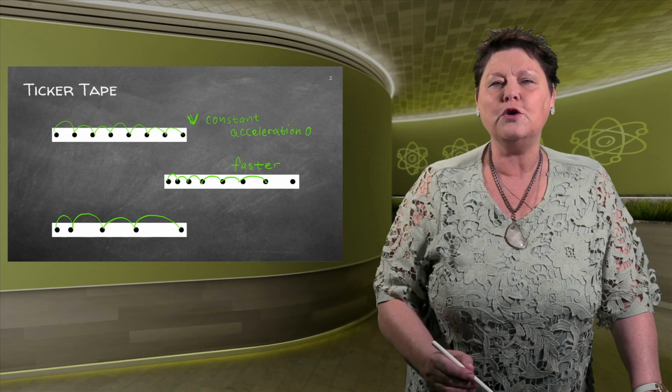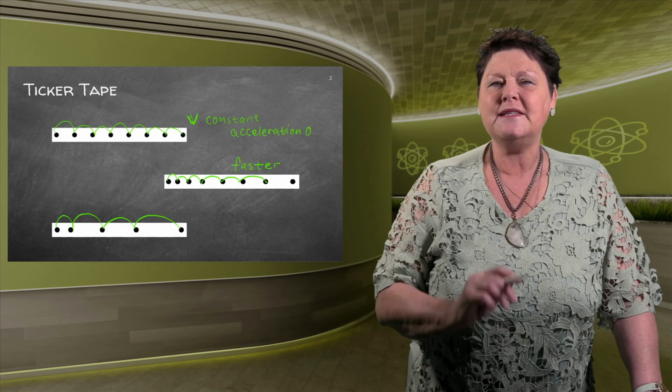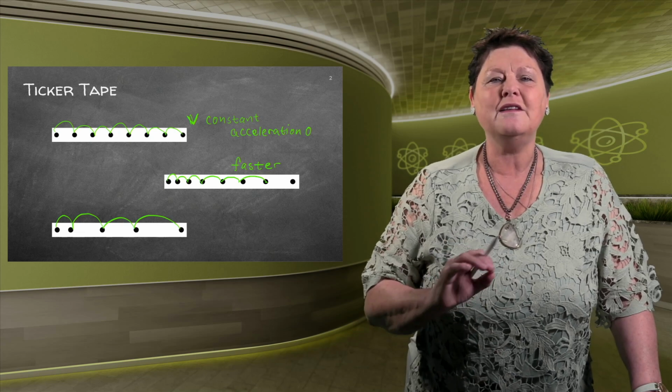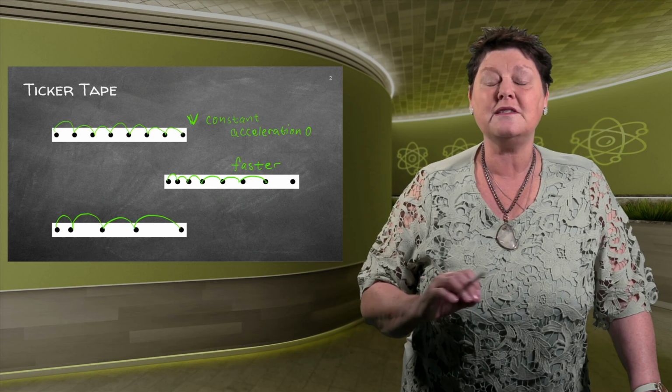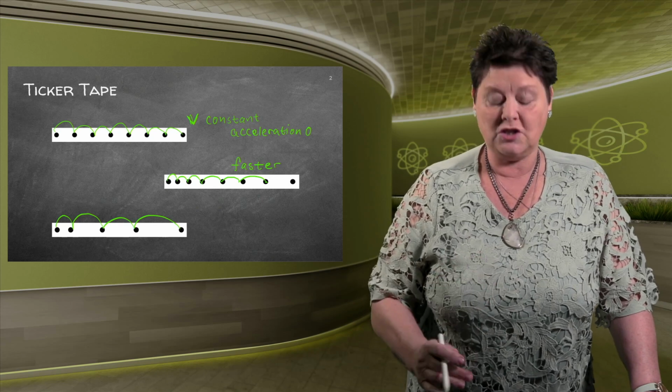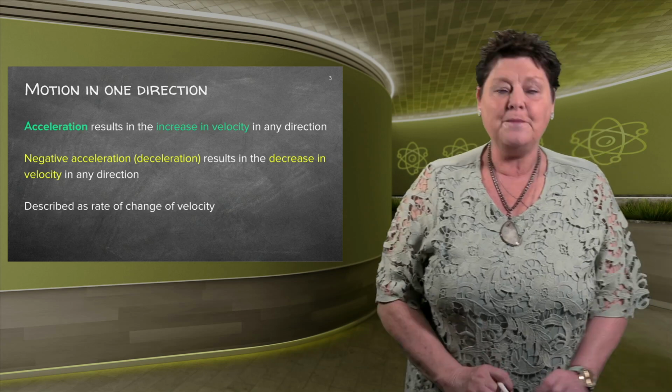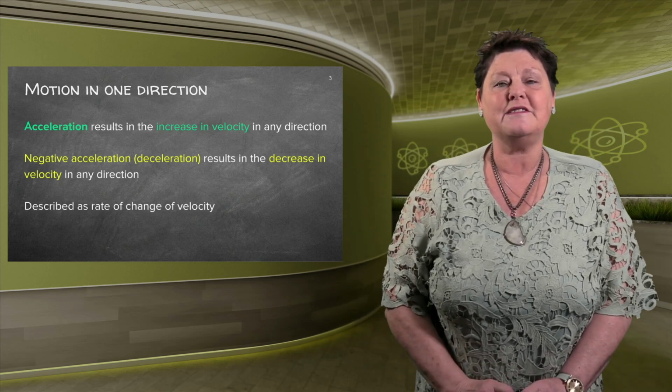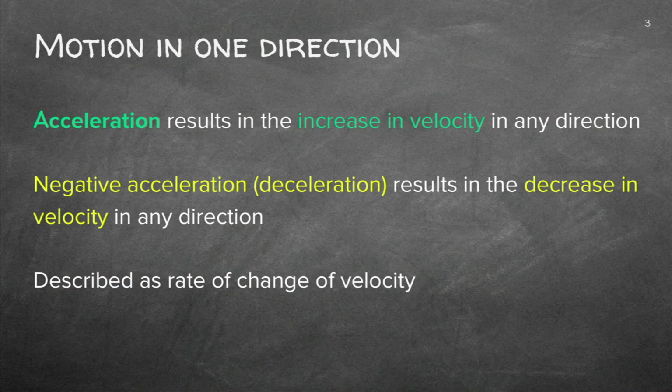So always have a look at the ticker tape. See if you can define the movement. Is it slower? Is it faster? Or is it actually constant? So, acceleration is the change in velocity. Obviously, if it increases, it is acceleration. It's going faster.